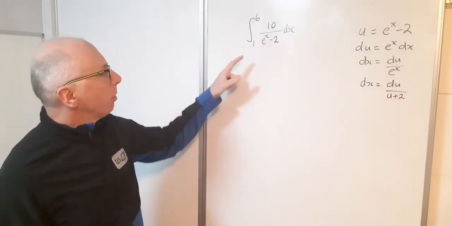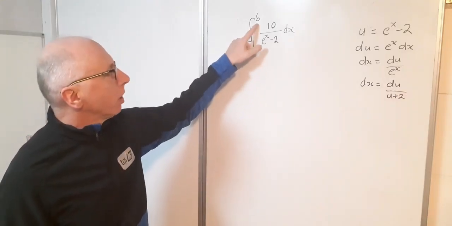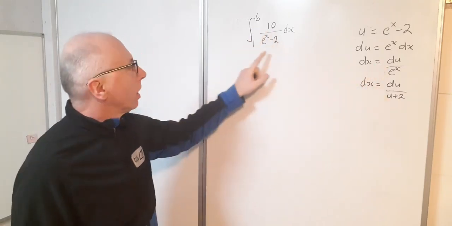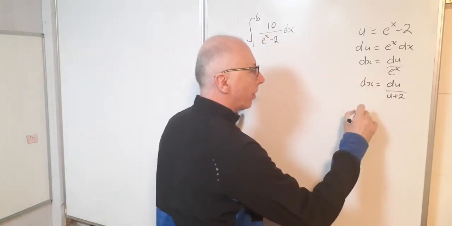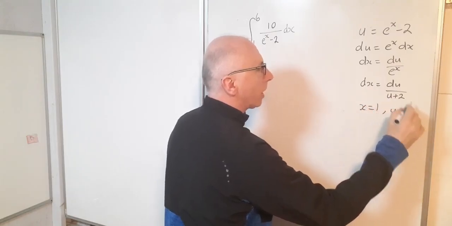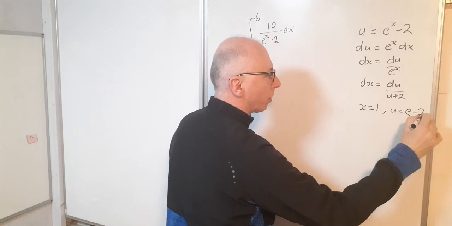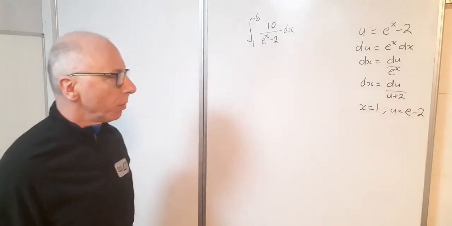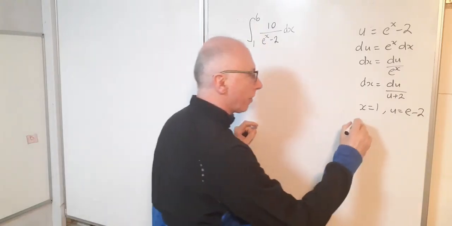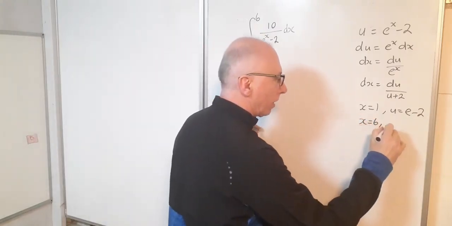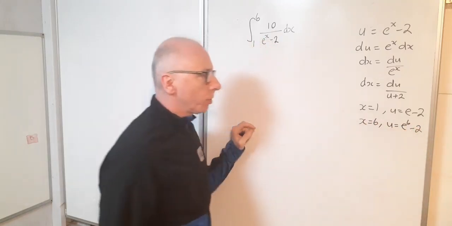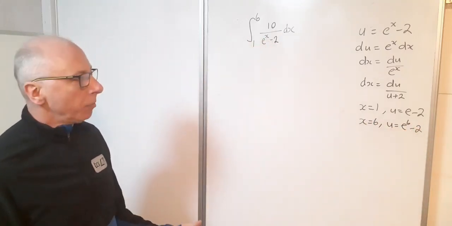And then now I've got to deal with my parameters, because these are the parameters in terms of x, but I want to change everything into terms of u. So if x equals 1, then u equals e to the power of 1 minus 2. So I just write it as e minus 2. And then if x is 6, then I've got u equals e to the 6 minus 2. So that takes care of my parameters.